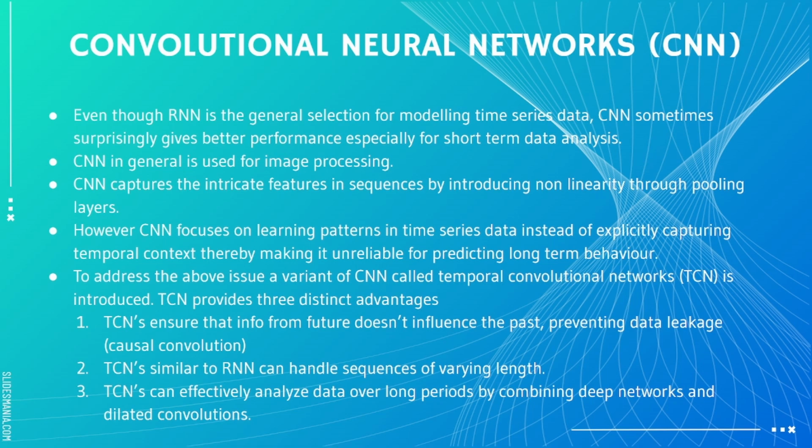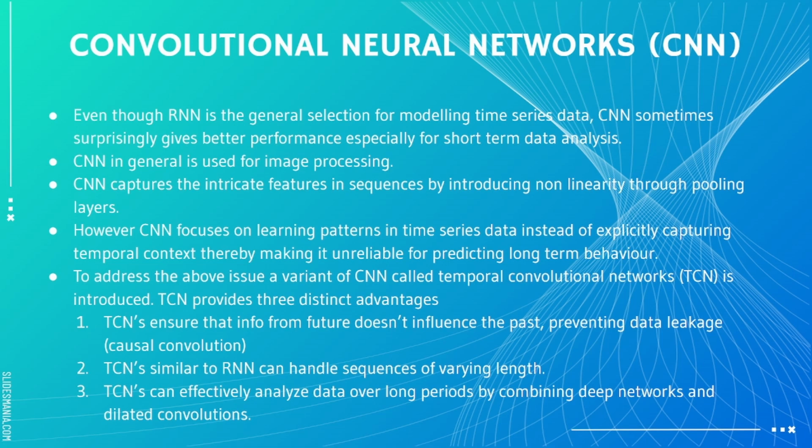Convolutional neural networks. Even though RNN is the general selection for modeling time series data, CNN sometimes surprisingly gives better performance, and this occurs when short-term data analysis, that is data analysis for only a short term, is done. CNN is generally used for image processing. CNN captures the intricate features in a sequence by introducing non-linearity through pooling layers. However, CNN focuses on learning the patterns in time series data instead of explicitly capturing the temporal context.